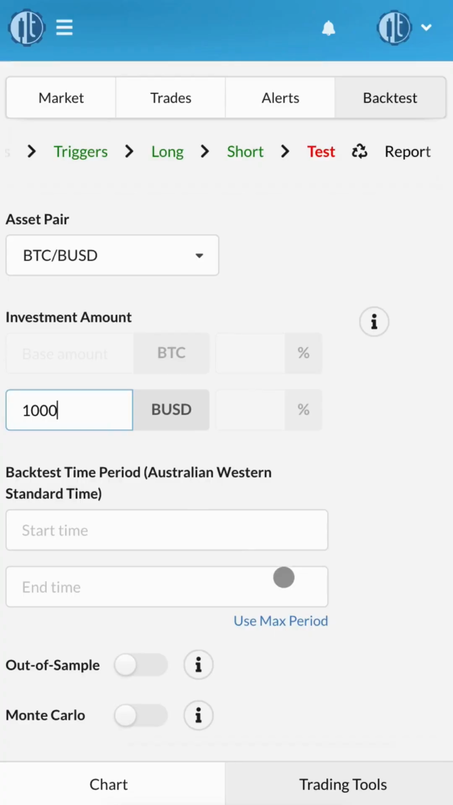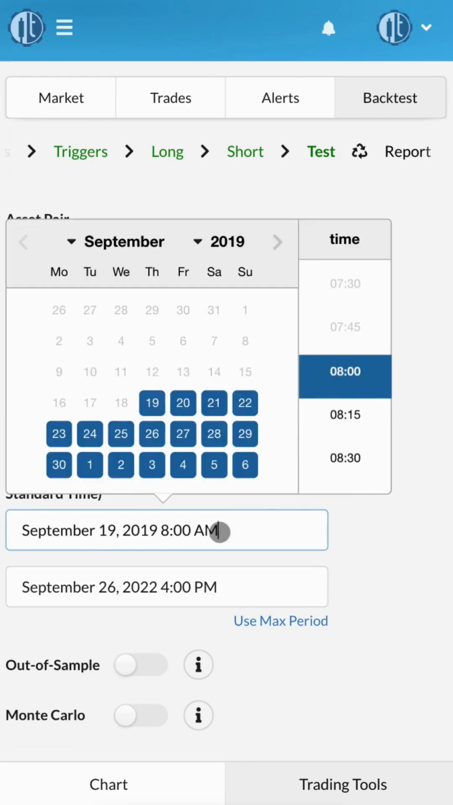Next, we'll select the period of time to backtest the system. The maximum period available for testing will depend on the exchange and asset pair that you've selected. You may opt to use the max period here, or select a custom period by opening the calendars.